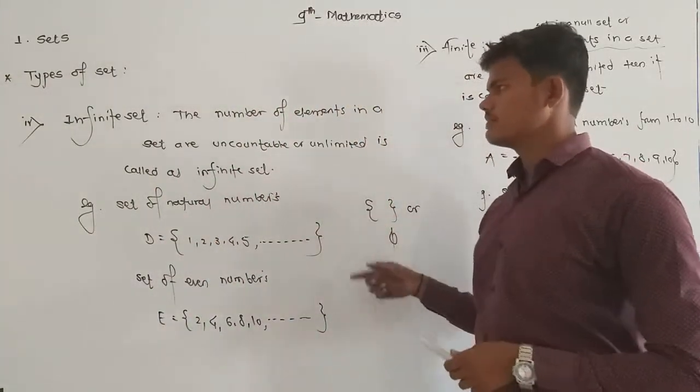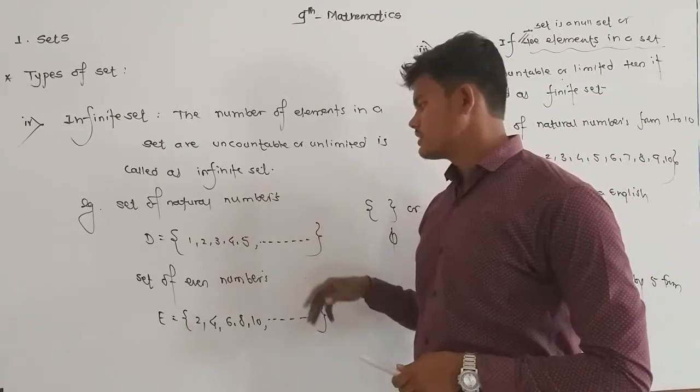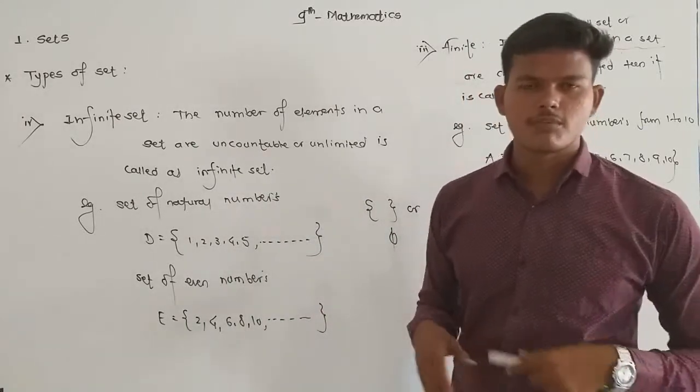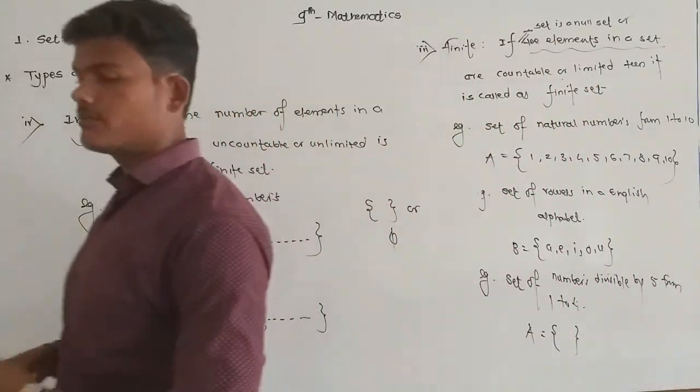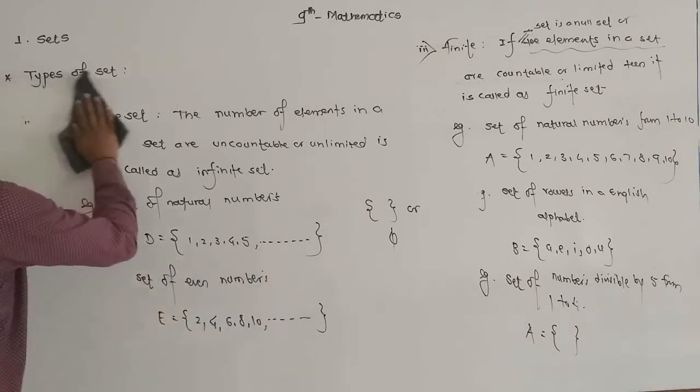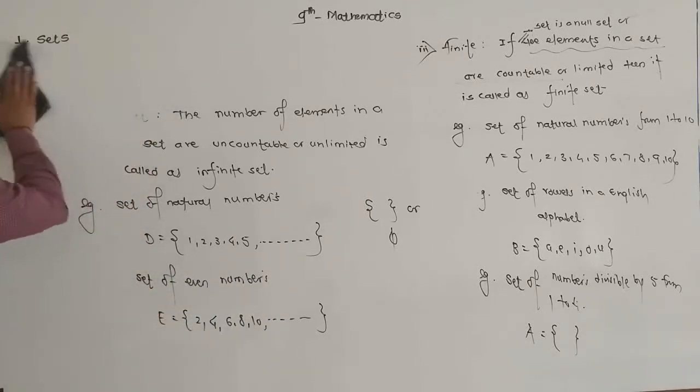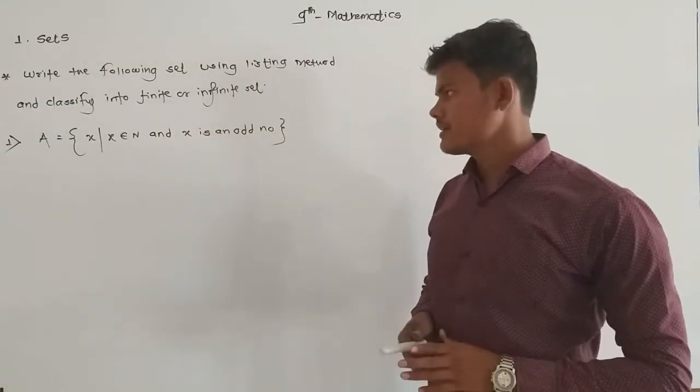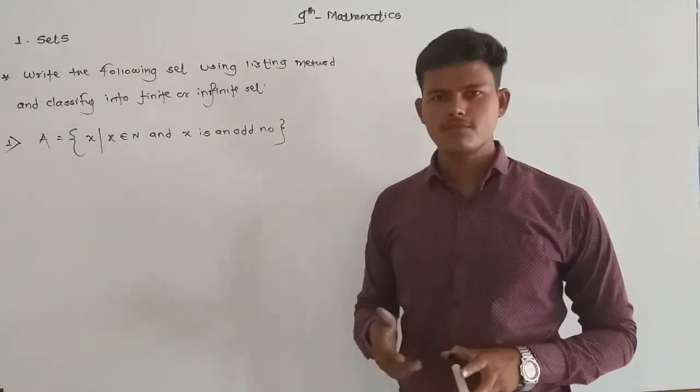So what are the examples of infinite set? Set of natural numbers, set of even numbers, set of odd numbers, set of prime numbers, set of positive integers, set of negative integers. All are the examples of infinite sets. Now see some of the examples which are based on the types of set.